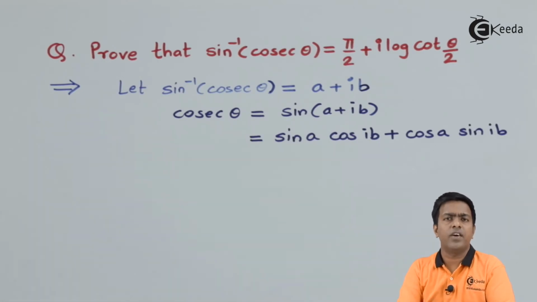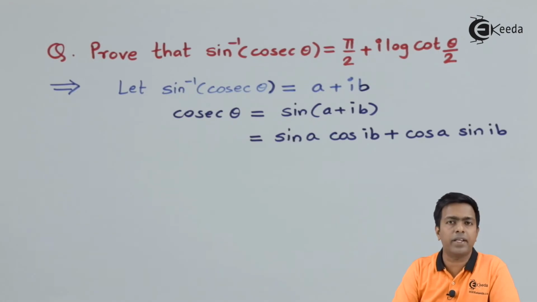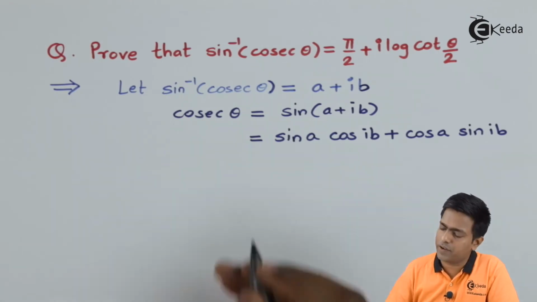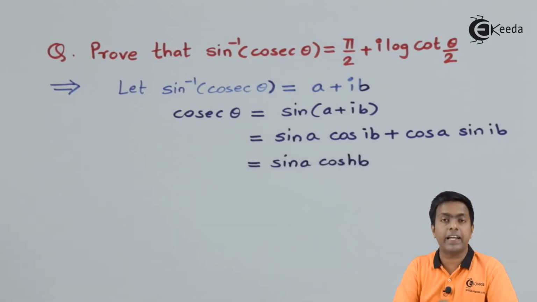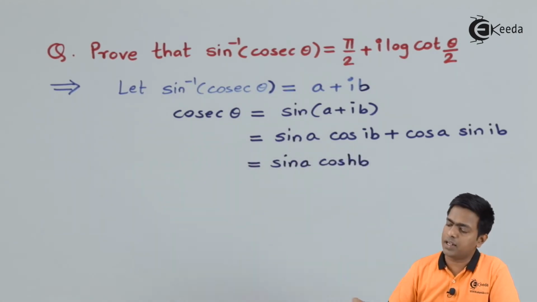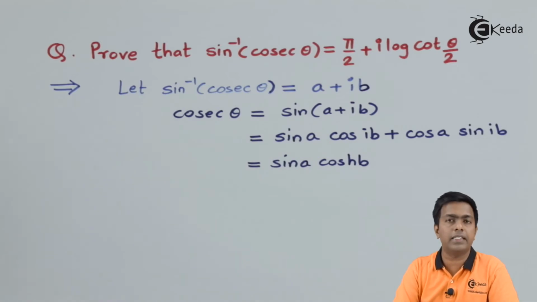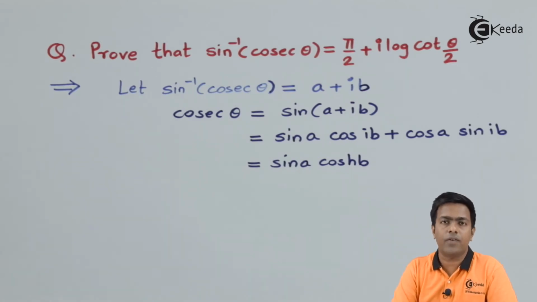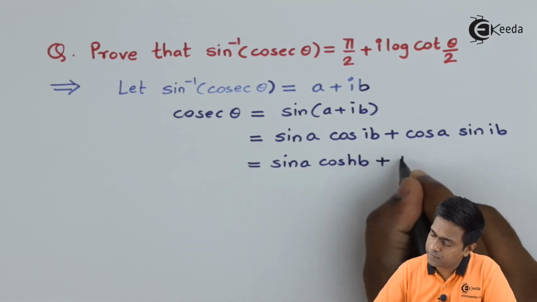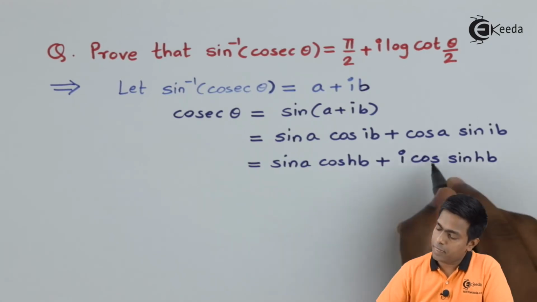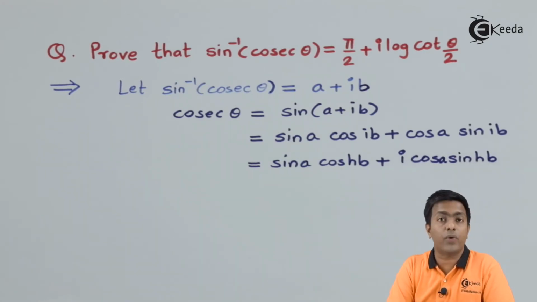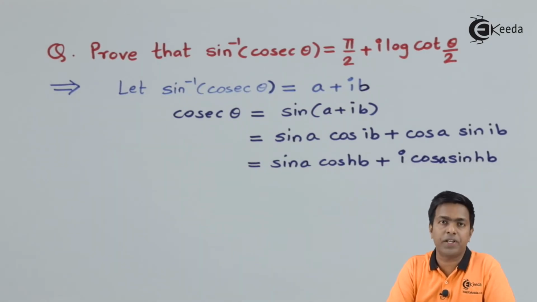Now what is the value of cos of ib? We have seen a few identities in hyperbolic functions, so I'll apply them. Cos of ib is hyperbolic cos b. So here we'll get sine a into hyperbolic cos b. Similarly, the value of sine ib is i times hyperbolic sine b. Here you can see that we have done the expansion.